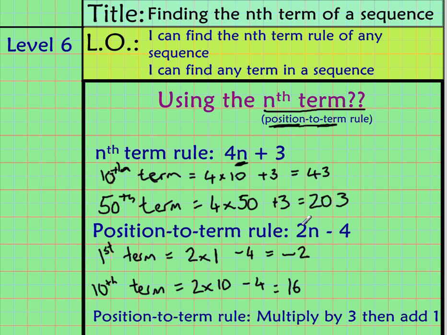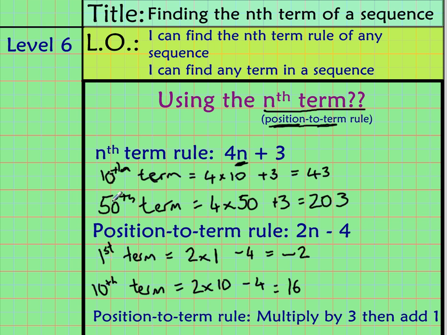Okay? So once I've worked out what these nth term rules are, this position to term rule, like we did in the previous slide, then it's very simple for me to jump to any term I like in the sequence, the first term, the 10th term, the 50th term, whatever it might be, just by substituting in that number for the n.